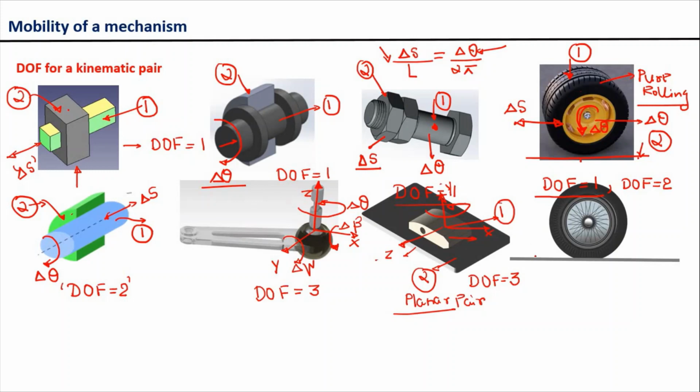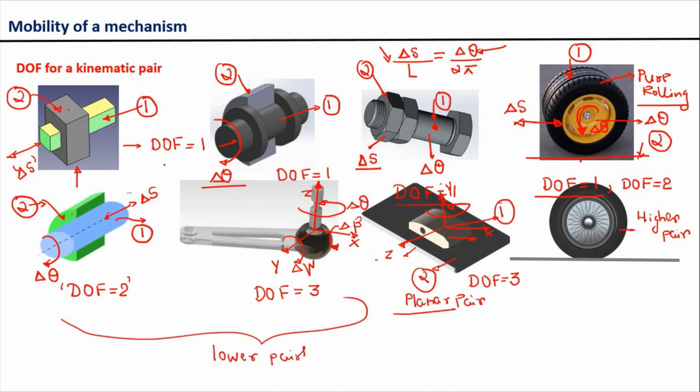Now let us see the example of a higher pair. As you can see here, a wheel rolling on a flat surface is also an example of a higher pair. It is very important to note that the previous kinematic pairs, that is the sliding pair, the revolute pair, the screw pair, the cylindrical pair, the ball and socket pair, as well as the planar pair, are all examples of lower pairs.